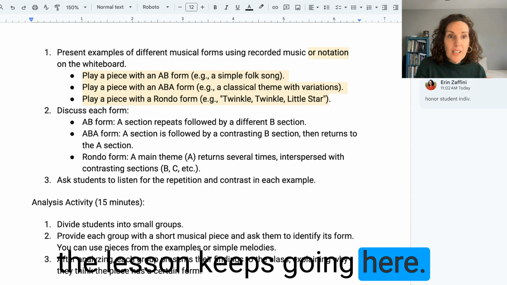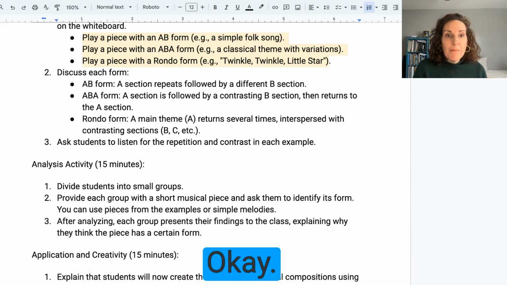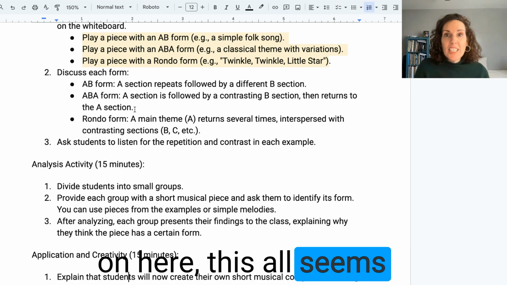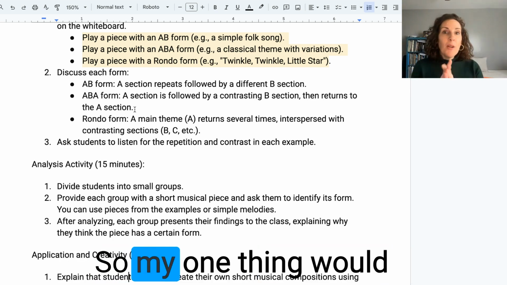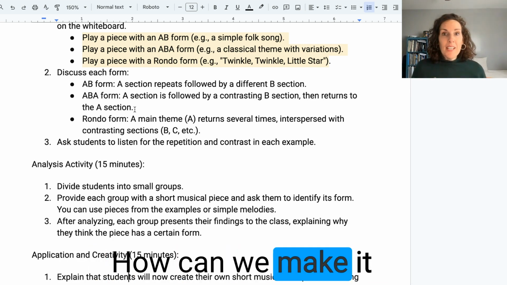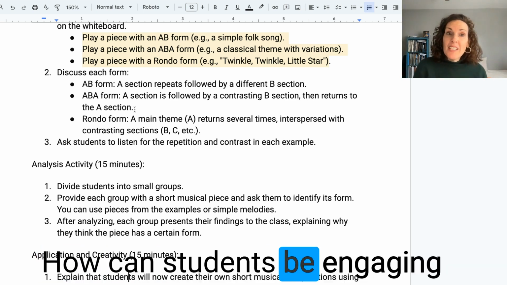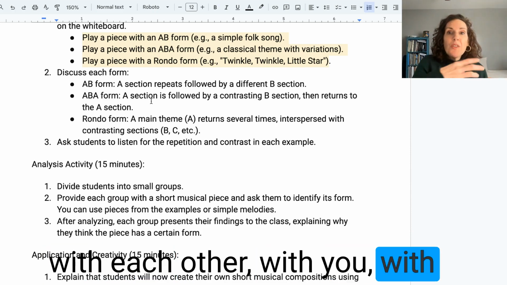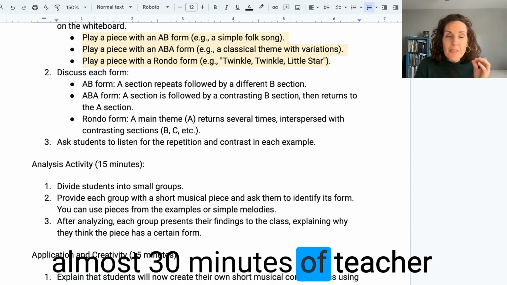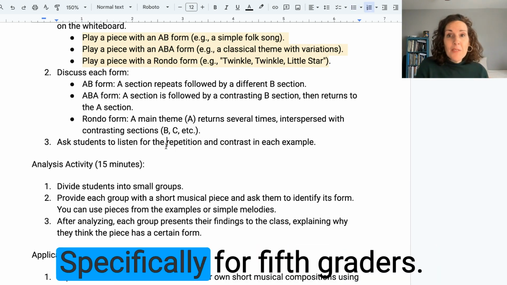So now we're starting to dip in a little bit into too much teacher, but let's just see how the lesson keeps going here. Discuss each form, AB form, ABA form, rondo form. Okay, this whole 20-minute section that we've got going on here seems very teacher-centered. So my one thing would be to ask this teacher, how can we level it up? How can we make it more student-centered so that way it's less teacher in front of the classroom? How can students be engaging with each other, with you, with instruments? How can we embed this during this section? Because now we have, I think, almost 30 minutes of teacher-centered instruction, and that's a very long time in one chunk, specifically for 5th graders.